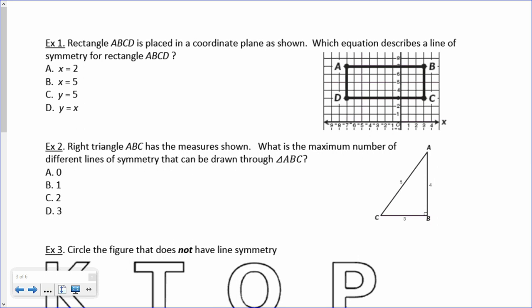Anyways, so this is a question talking about line symmetry. All right, I have a rectangle. This is one of those oblong ones that we have to be careful with. Rectangle ABCD is placed on the coordinate plane as shown. Which equation here would be a line of symmetry? So remember, it has to be a line that cuts our rectangle in half.